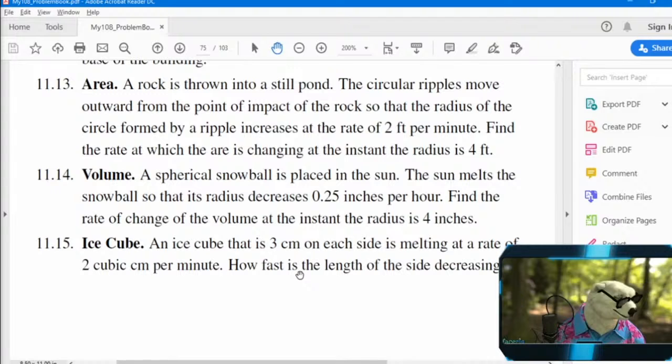So we'll see how this problem works. A rock is thrown into a still pond. The circular ripples move outward from the point of impact of the rock so that the radius of the circle formed by a ripple increases at a rate of 2 feet per minute. So the ripple, as you can imagine, is moving outward, creating a bigger and bigger circle. And the radius of that circle is increasing at a rate of 2 feet per minute.